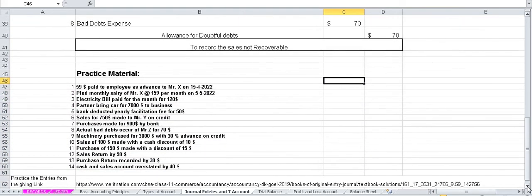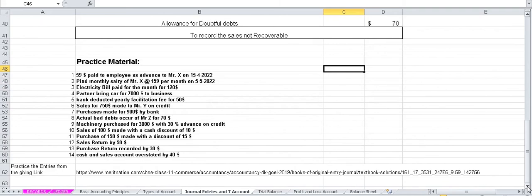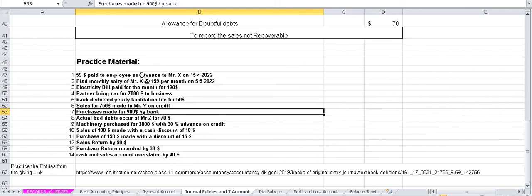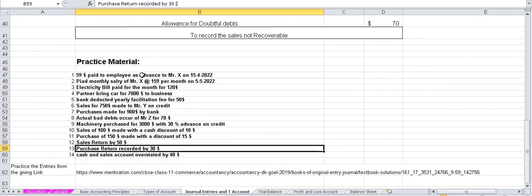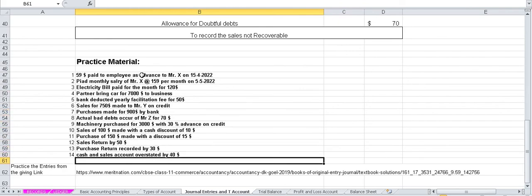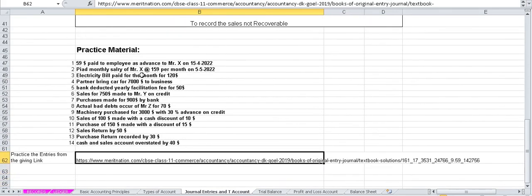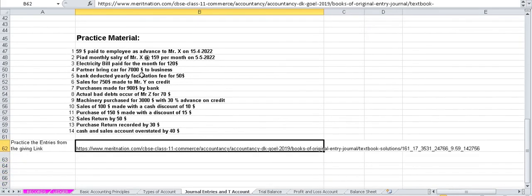You have some practical material that you can use to practice making entries in the books of account, and you can also practice with this link.